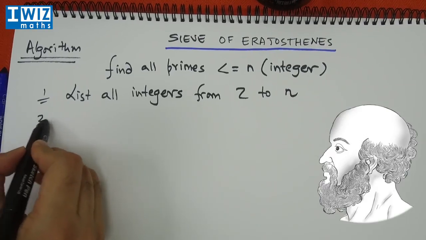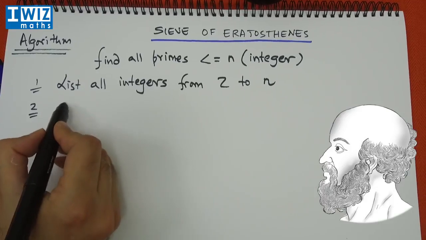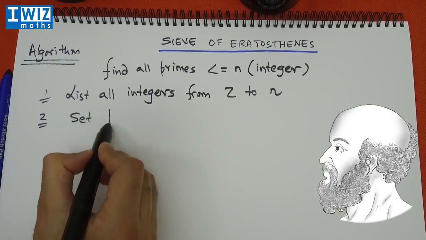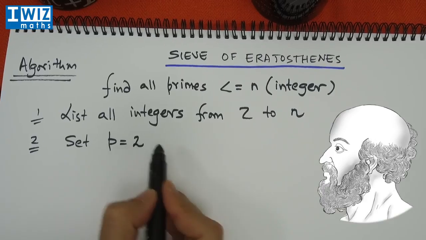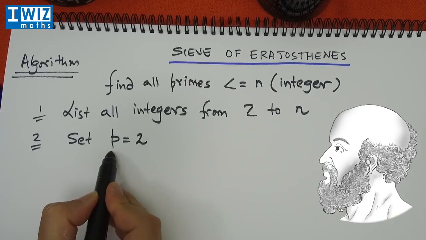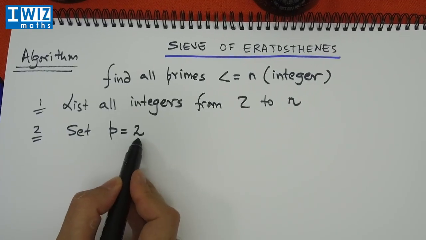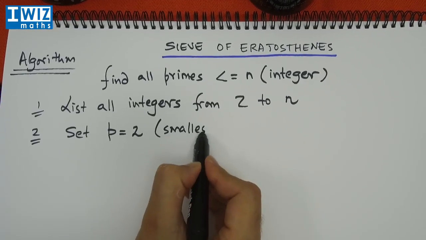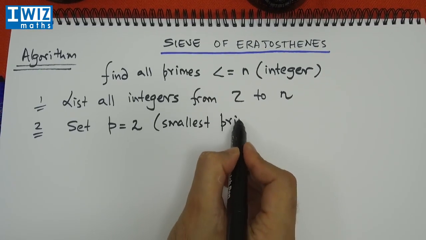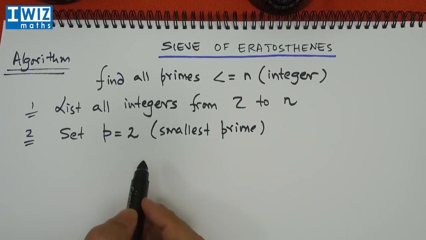The second step is an initialization step where we set p, a parameter, to be equal to 2. We're choosing p because p also denotes a prime. So we set p equal to 2, and 2 is the smallest prime number.